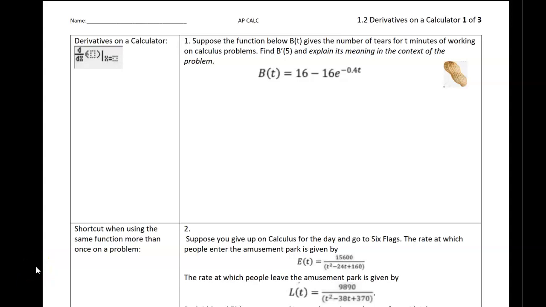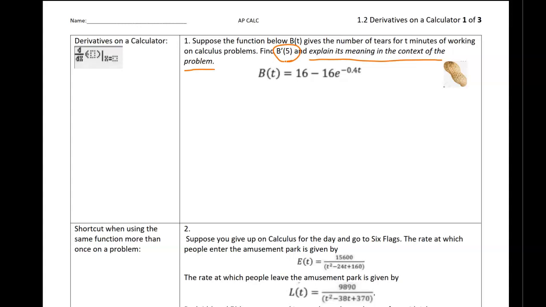In this lesson, we're going to continue to work on explaining the meaning of derivatives. That's what I asked you to do in problem number 1, which is, again, a tires per minute type of problem, tires for working on calculus problems. So we have b prime of 5, and the work we're going to do is making meaning out of b prime of 5. So what does that mean with respect to this idea?